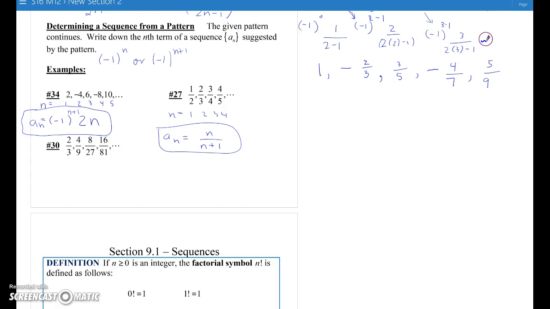Okay, now let's look at number 30, and that has a little bit different pattern. So take your time and think about what you know about numbers. It looks like the numerator is doubling, times 2, times 2, times 2. Well, that's happening because of an exponent. So if I have 2 to the n, that looks like it's generating those numerators: 2 to the 1, 2 to the 2, 2 to the 3, 2 to the 4. Then in the denominator, I'm multiplying by 3, multiplying by 3. So that's an exponent that's happening too. So I have 2 to the n over 3 to the n, or that's the same thing as 2/3 to the n. Either one of those would be fine.